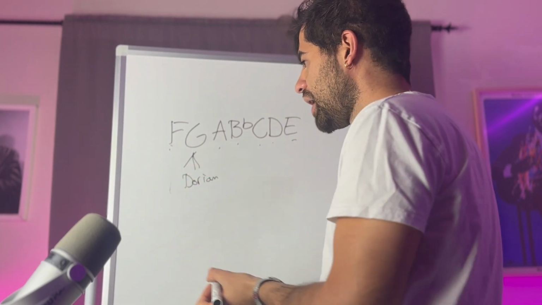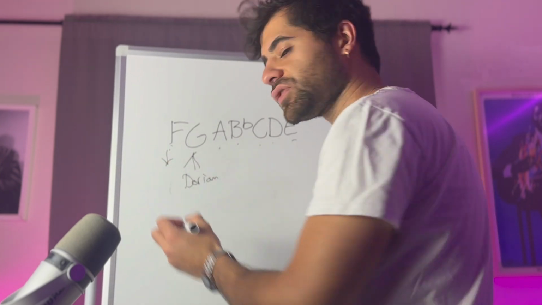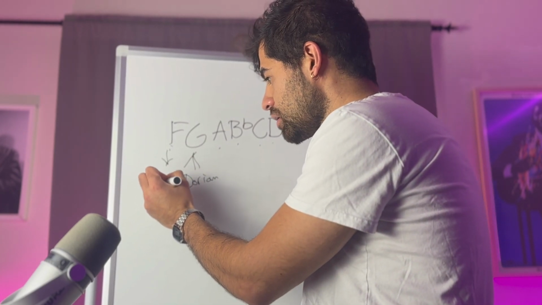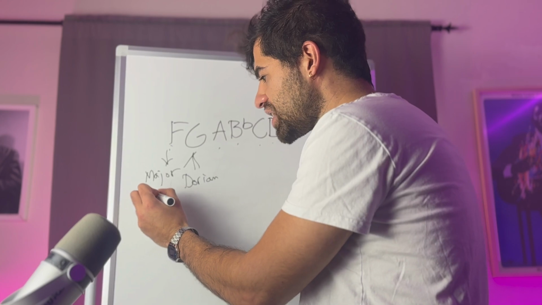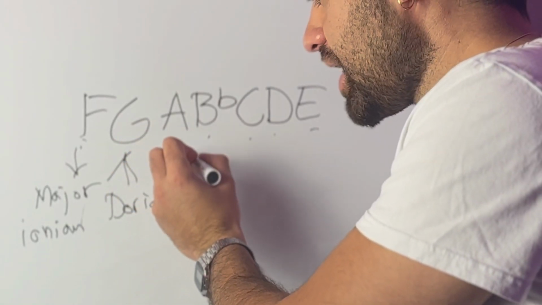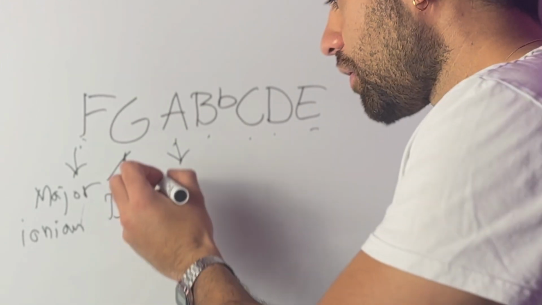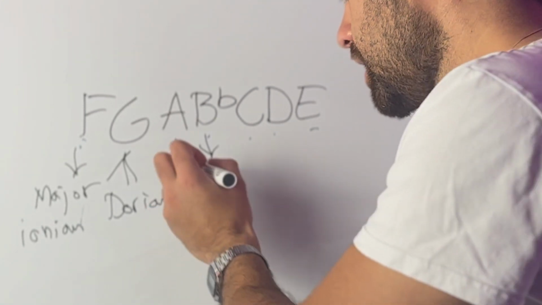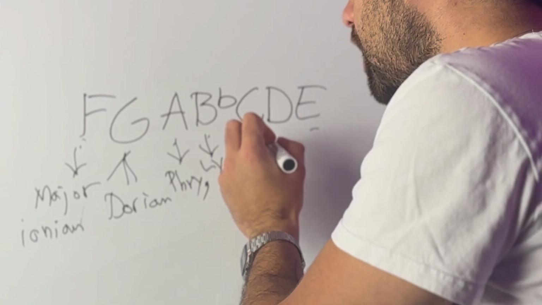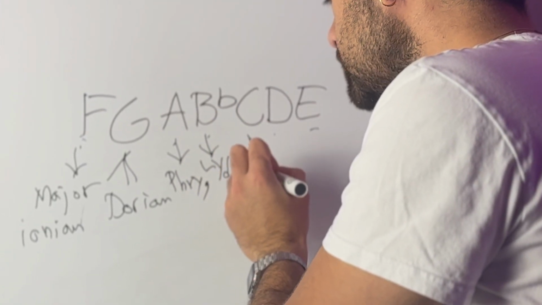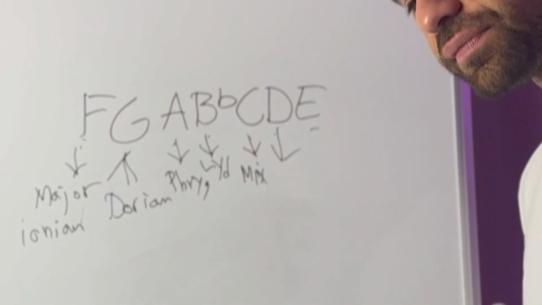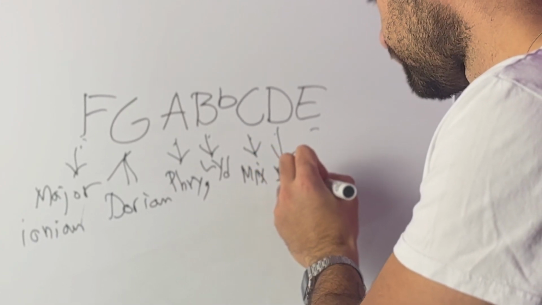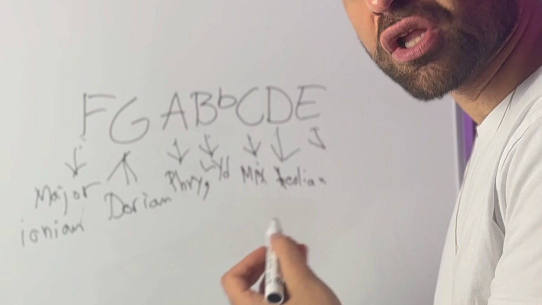So basically, when starting the F major scale from the 1, from the F, you're playing a major scale, also called Ionian. Starting from the A would mean you're playing a Phrygian. From the 4th degree, we're talking Lydian. From the 5th degree, it's Mixolydian. From the 6th, we're playing Aeolian. And from the 7th degree, we're playing a Locrian.